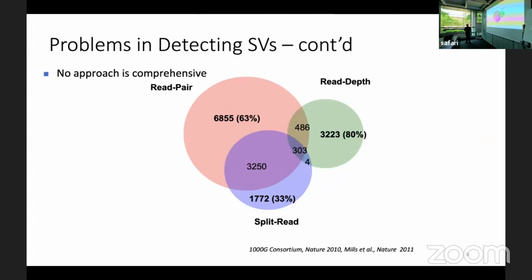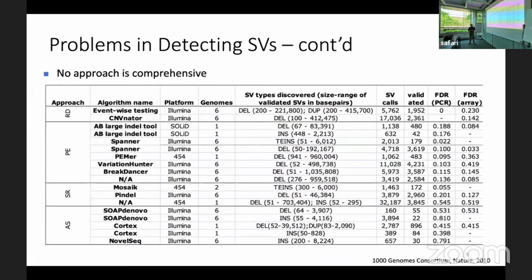This is the 1000 Genomes Consortium paper. With different techniques, they were able to detect a different range of copy number variants, and they hardly agree. So it means we don't have a one-stop shop to find all the copy number variants. And this is the statistics from that paper.